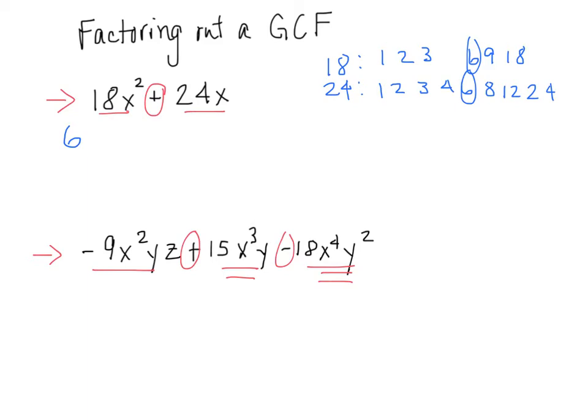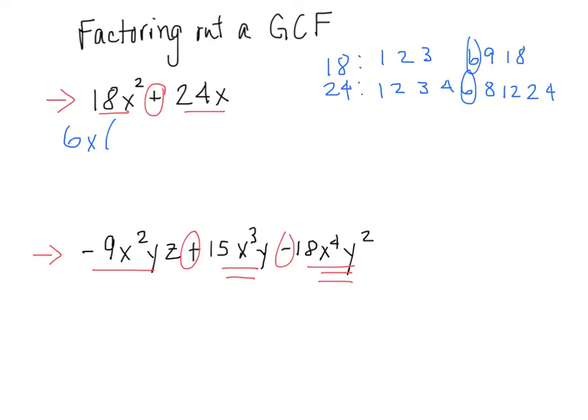And then I'm going to look at x squared versus x. Because it's a variable, remember we look for the lowest exponent that both of them have in common. So this second term has 1 x where the first term has 2 x's. So both of them have 1 x at least. When you're factoring out a GCF from a polynomial, meaning there's more than one term, you're in essence dividing.